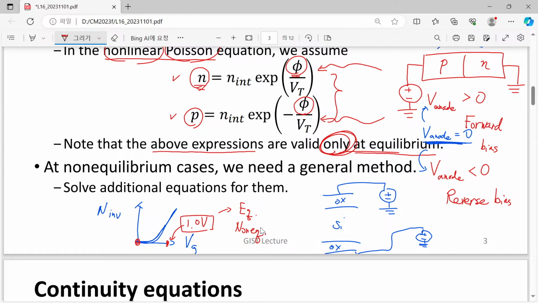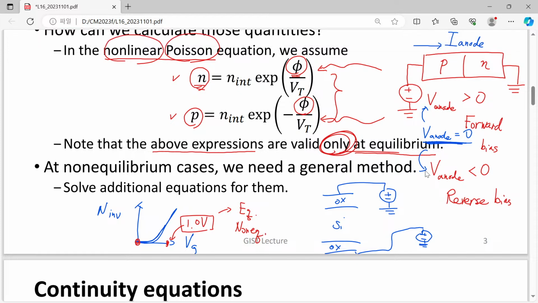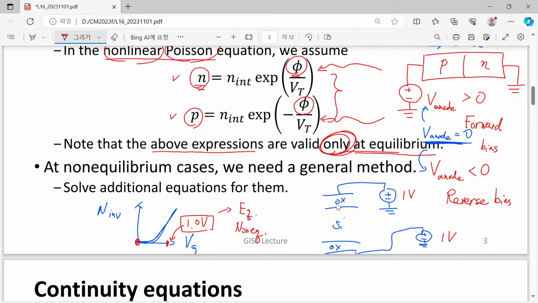That is my question. The answer is, even though we apply 1 volt to these two sides, here we have a seemingly perfect insulator, oxide and oxide.